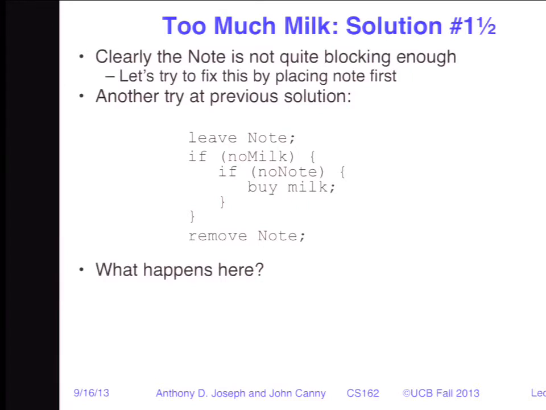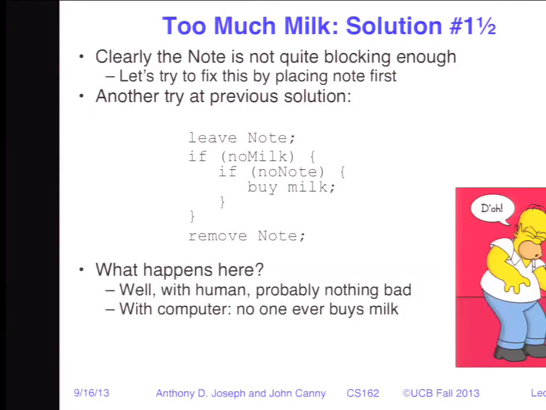Of course, with you, you wrote the note, and you're going to see your handwriting. Plus, you know you just left the note. So with people, nothing bad. With computers, no one buys milk, because it can't differentiate between the note you wrote and the note that the other wrote. So even worse, we'll never have any milk. So we failed our correctness properties.